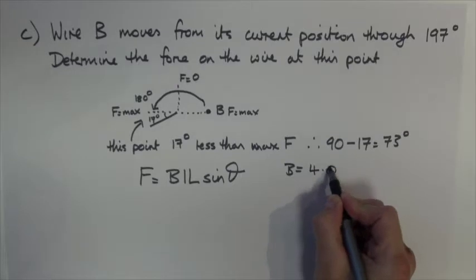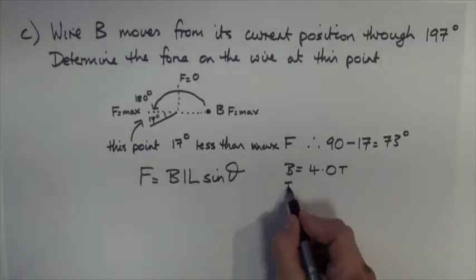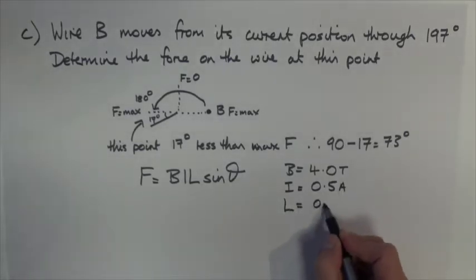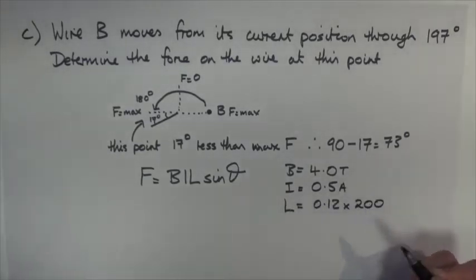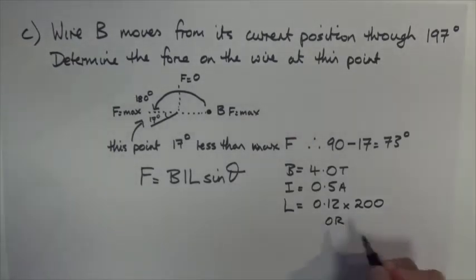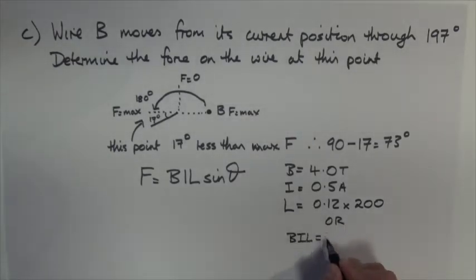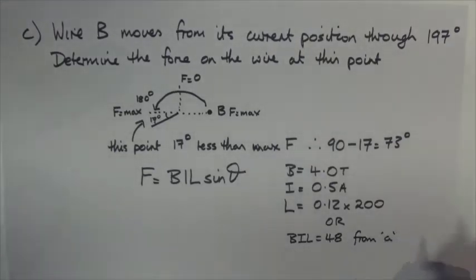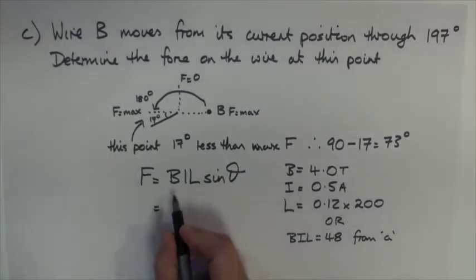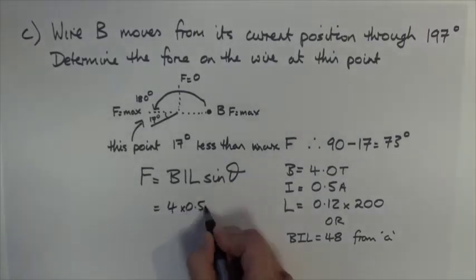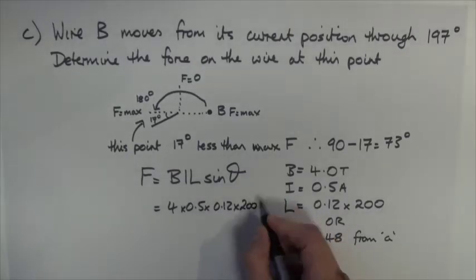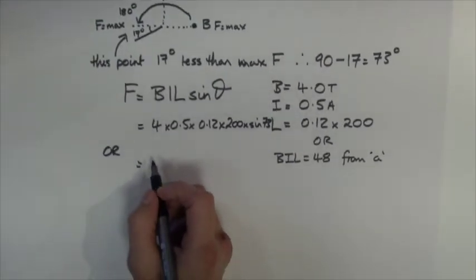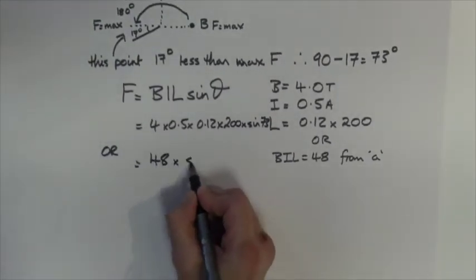Now I know what B is because I got that in the question, which is 4 Tesla. I is going to be 0.5 amps because that hasn't changed, and the length is going to be 0.12 times 200 again. However, I could also use the answer from B, where BIL came out at 48 newtons. So I could just substitute 48 newtons into the equation and multiply it by sine theta. But let's do the first one first. So I've got 4 times 0.5 times 0.12 times 200 times sine 73. Or I can add in BIL equals 48 times sine 73.